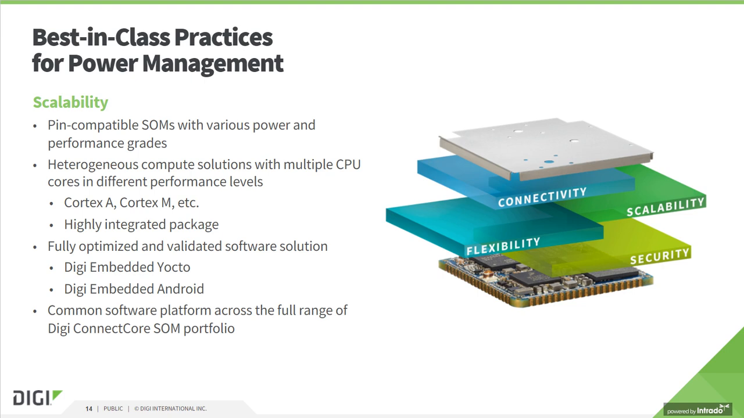Many compute solutions today offer heterogeneous architectures with multiple CPU cores in different performance and consumption levels, such as ARM Cortex-A, Cortex-M, and so on, which can be individually powered as needed. This allows for very efficient system implementations. Ideally, the software offering in such a system is optimized to use this hardware advantage. Digi is offering such a solution with its Connect Core system on module product family in both software and hardware.